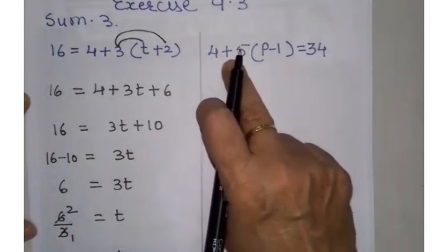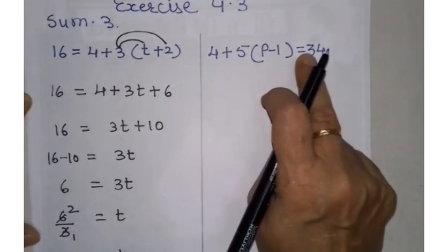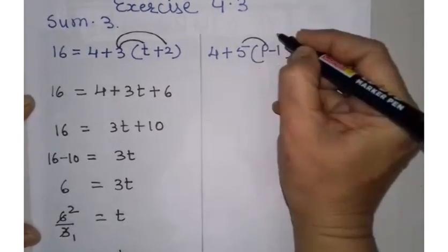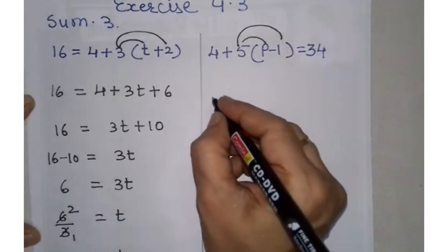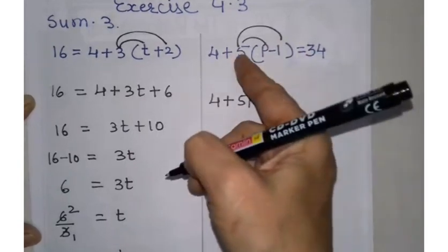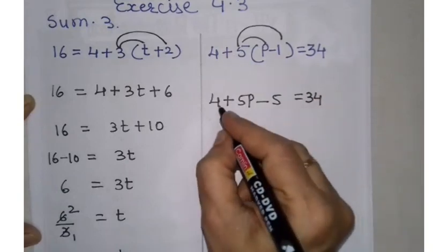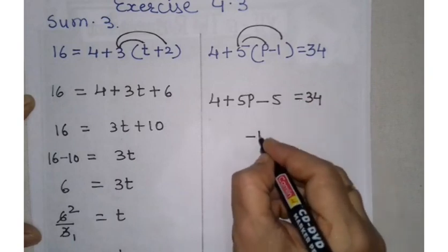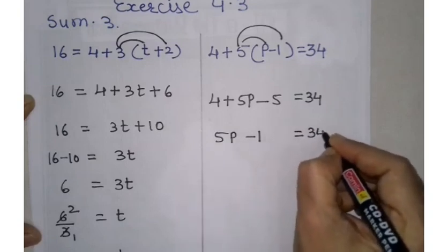Sorry. 4 plus 5 into bracket p minus 1, that is equal to 34. Now what will come? p multiplied by 5 and 5 multiplied by 1 also. So 4 plus 5p minus 5 ones are 5 is equal to 34. Now plus 4 and minus 5, what will come? Correct, minus 1. So 5p minus 1 is equal to 34.